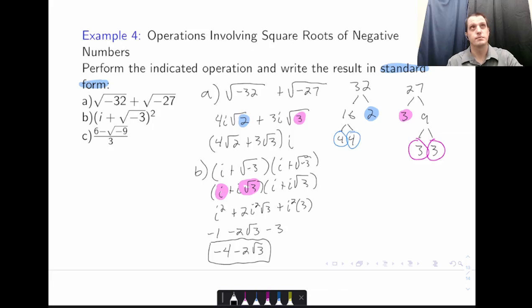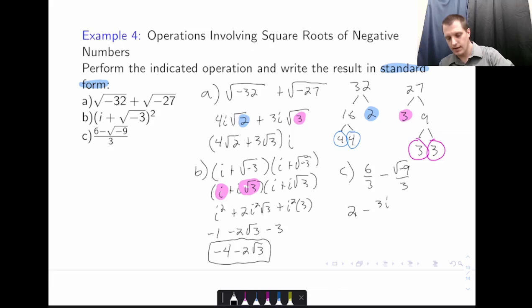Okay, C. C is not so bad. Looks kind of crazy, but it's not so bad. I'm going to break up our fraction first. I'm going to get 6 over 3 minus square root of negative 9 over 3, which gives us a 2 minus 3i over 3, or just a 2 minus i. Because the square root of 9 is 3, the square root of a negative is the i, and then we can reduce.